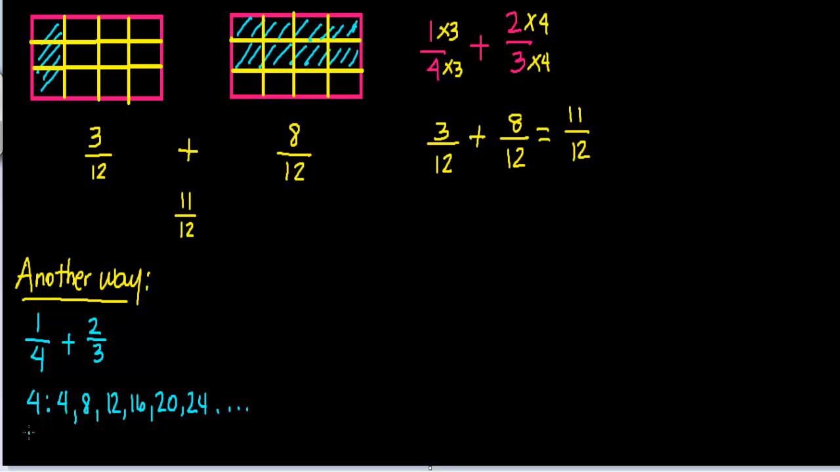And we do the same for the 3 times table. Look for all the multiples of 3. 3 times 1, 3. 3 times 2, 6. 3 times 3, 9. 3 times 4, 12. 3 times 5, 15. 3 times 6, 18. 3 times 7, 21. 3 times 8, 24, and so forth.